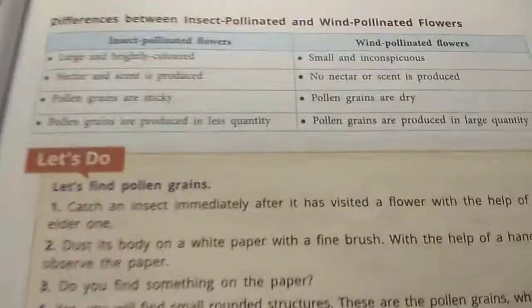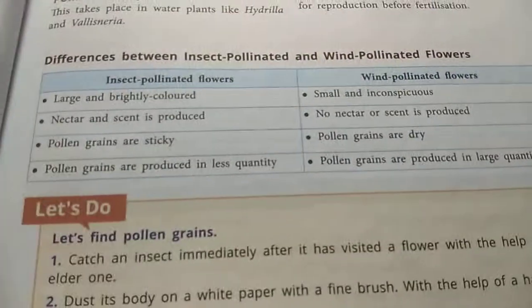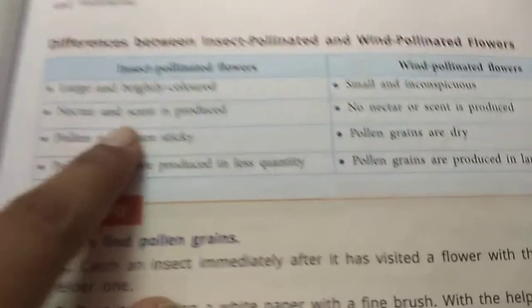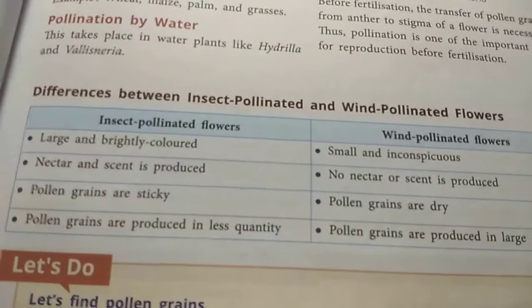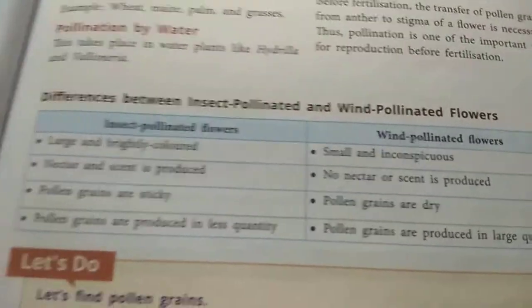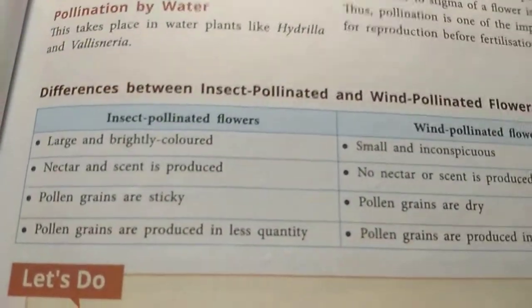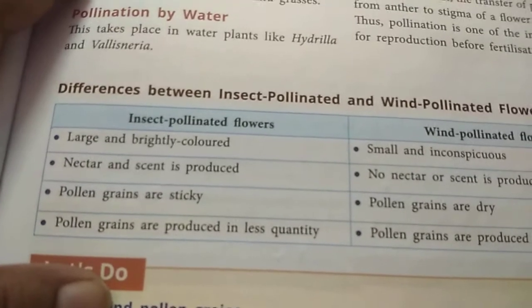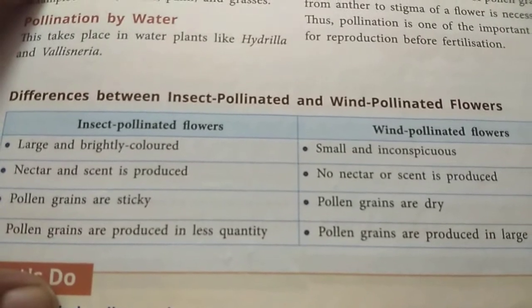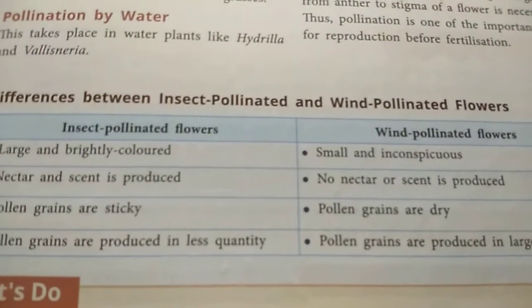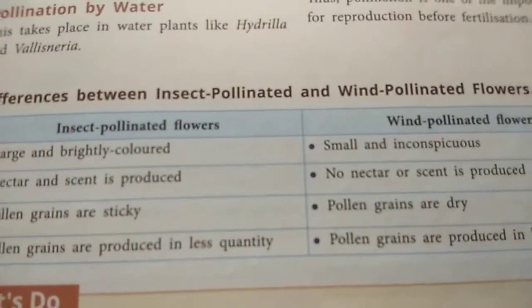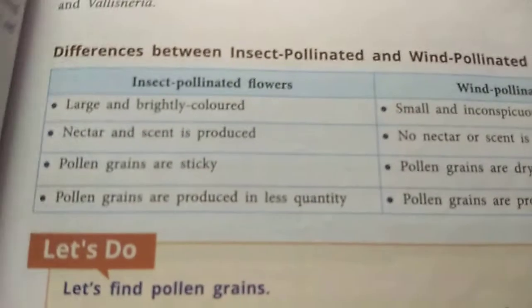Okay, now the last thing, differences between insect pollinated and wind pollinated flowers. Okay, what are the differences between insect pollinated and wind pollinated? Insect pollinated flowers are large and brightly colored, as you have seen, they have to attract the insects. That's why flowers are large and brightly colored. Wind pollinated flowers are small and inconspicuous. That means if they have to fly in the wind, then they have to be small and lightweight.